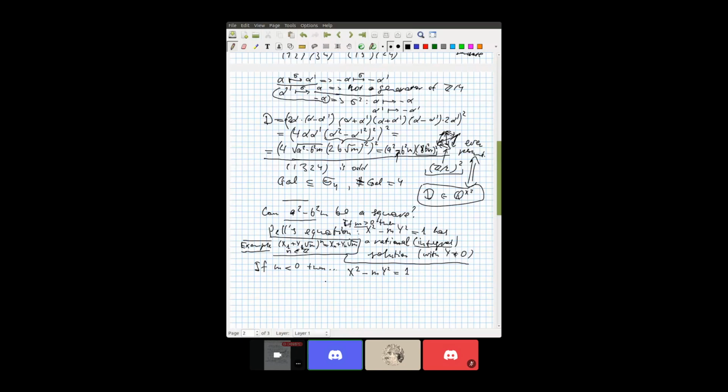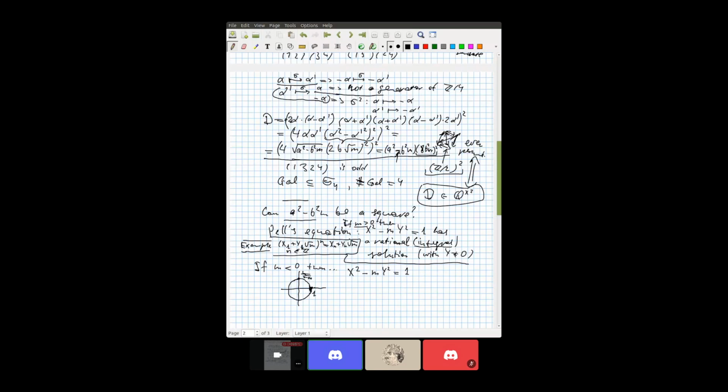For instance, actually, it also has many solutions because you see, what is this? This is just something like an ellipse. Well, maybe it doesn't look like an ellipse, but this is 1, and this is 1 over square root of minus m.